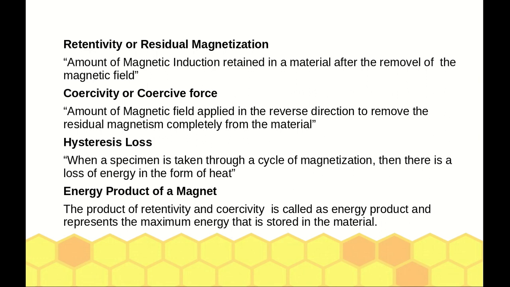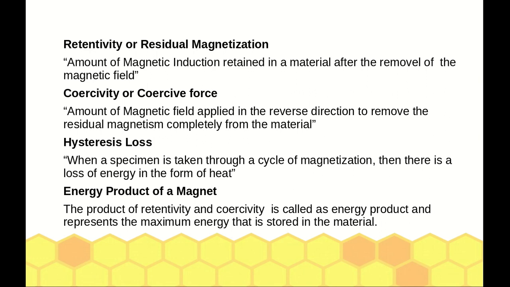Next one is hysteresis loss. When a specimen, which means a ferromagnetic material, is taken through a cycle of magnetization, then there is a loss of energy in the form of heat. This is known as hysteresis loss.